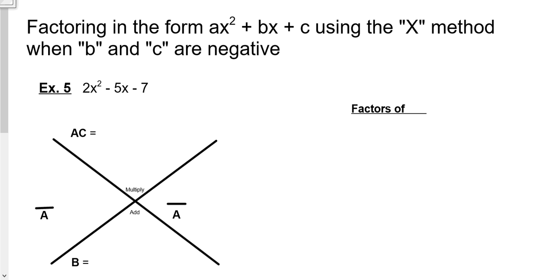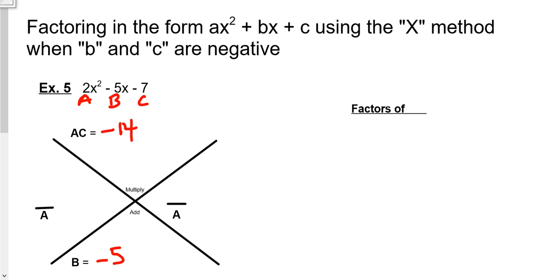Looking at example 5, 2x squared minus 5x minus 7, we're still going to identify our a's, b's, and c's here. So a is 2, b is negative 5, and c is negative 7. We're going to multiply our AC here. So A is 2 and C is a negative 7. So 2 times negative 7 is a negative 14. And then B is a negative 5.